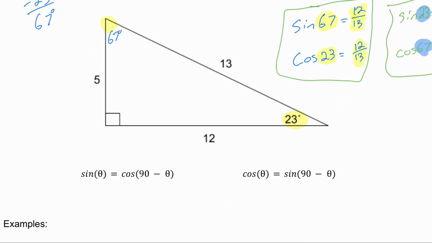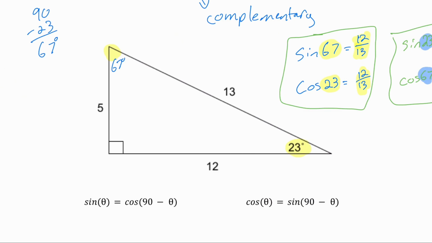So what we want to do is put this into a mathematical equation. We know that the sine of one angle is equal to the cosine of the complement. Cosine of one angle is equal to the sine of its complement. As long as those two angles add up to 90 degrees, we're good to go.